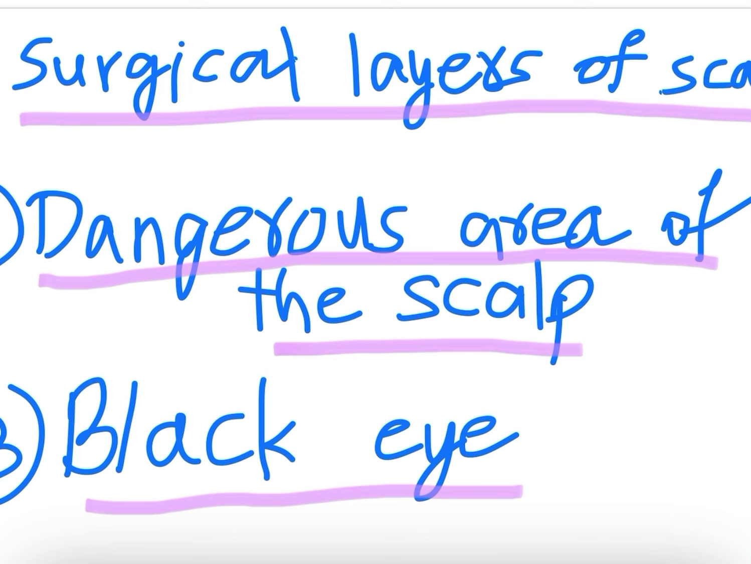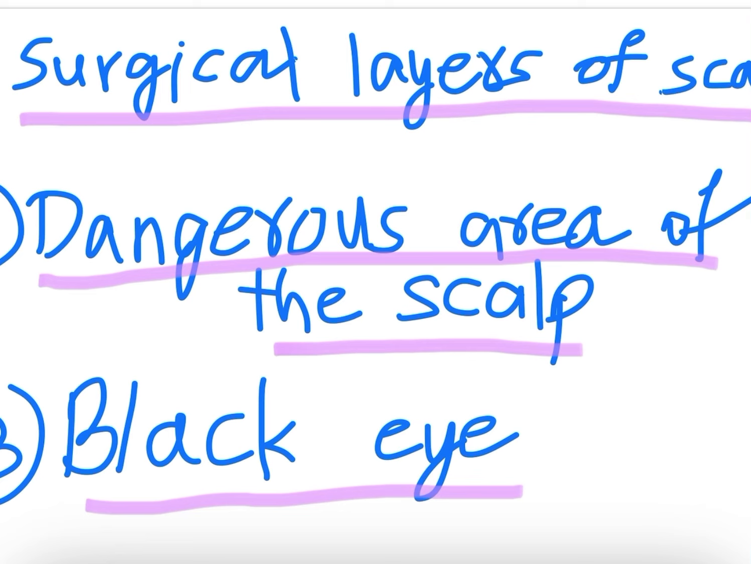Next one is the dangerous area of the scalp. The loose areolar connective tissue layer is known as the dangerous area of the scalp because, as it is very loose, there is a major chance of accumulation of blood or pus in that layer. If pus accumulation occurs in that layer, the infection may spread into the brain also through the sinuses. That is the reason why the loose areolar tissue layer is known as the dangerous area of the scalp.